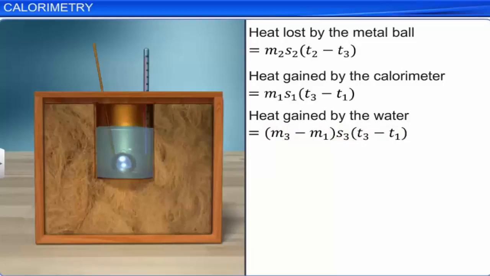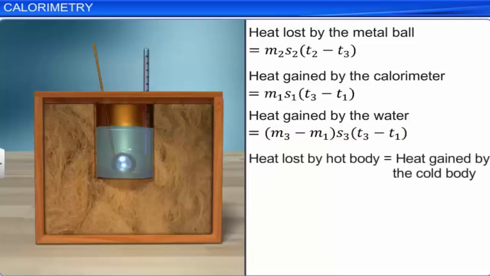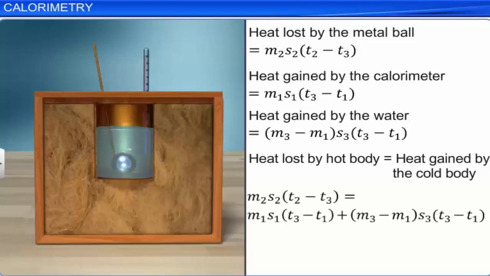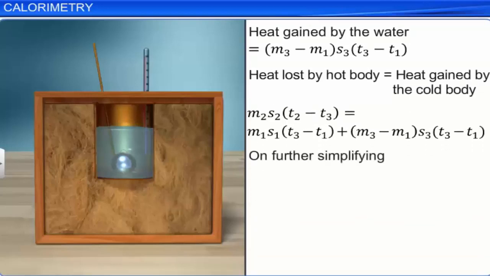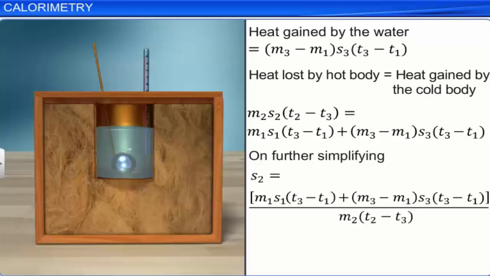Applying the principle of calorimetry, heat lost by a hot body is equal to the heat gained by a cold body, which is expressed as m2 into S2 into (T2 minus T3) equals m1 into S1 into (T3 minus T1) plus (m3 minus m1) into S3 into (T3 minus T1). On further simplifying, S2 equals [m1 S1 (T3 minus T1) plus (m3 minus m1) S3 (T3 minus T1)] by [m2 (T2 minus T3)].